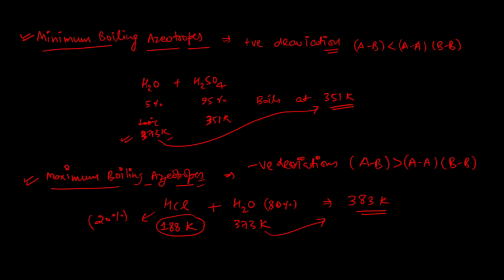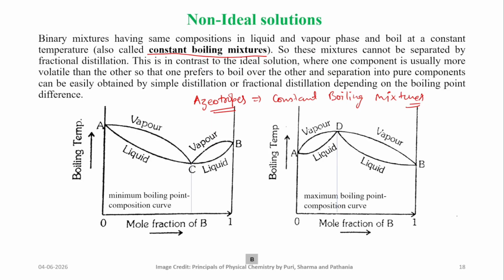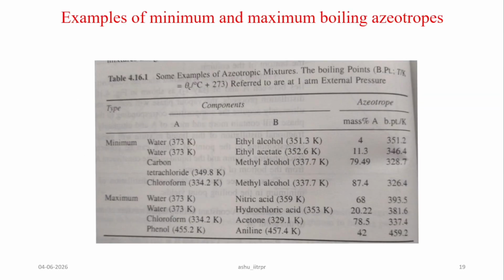So that's it for today. In the next class, we will probably discuss colligative properties. These are the examples that I have discussed: minimum boiling azeotrope and maximum boiling azeotrope, and these are the percentages. Although you don't need to remember them, this is just to have some examples, just to feel it. Okay, so in the next class we will discuss colligative properties.